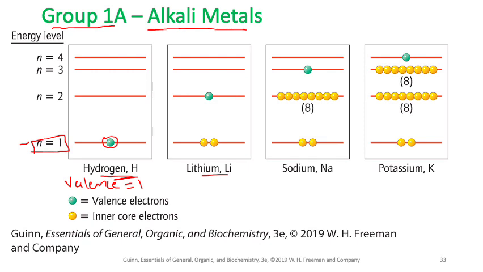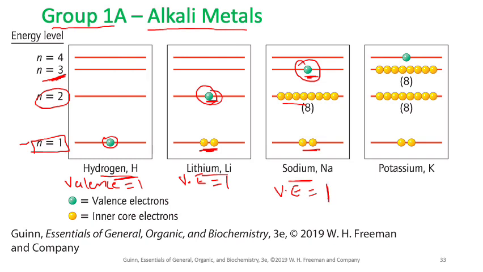For lithium, the number of electrons is 3. Out of the 3, 2 go to energy level 1, and the third goes to the second energy level. The highest energy level that lithium's electrons are occupying is n equal to 2, and how many electrons? Just 1. So lithium has 1 valence electron. For sodium, how many electrons? 11 electrons. Out of the 11, 2 go to the first energy level, 8 go to the second, and the last one goes to the third energy level. So what's the highest energy level the last electron is occupying? Energy level 3. So this is your valence electron, the highest energy level occupied electron: 1.